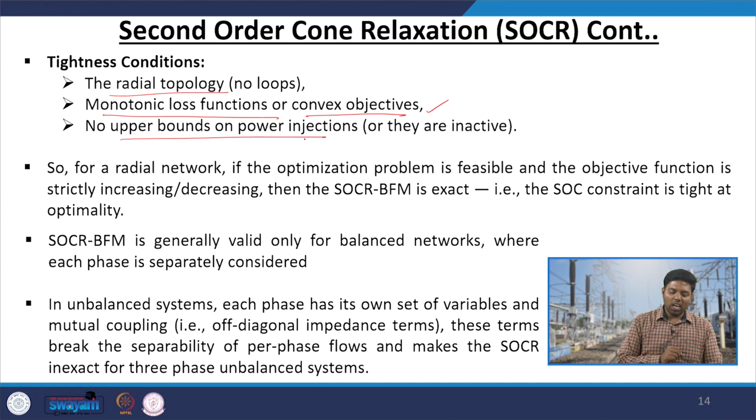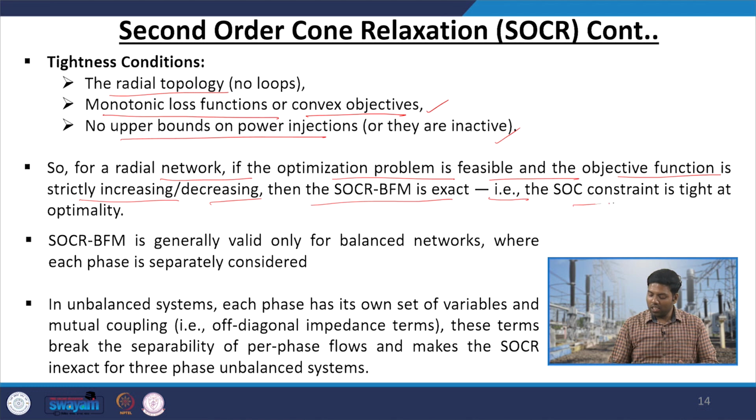And again there will be no upper bound on power injections, or if it is there, that will be very high, that will not be active in any case. Okay. If you consider this, so for a radial network, if the optimization problem is feasible and the objective function is strictly increasing or decreasing, then the SOCP BFM is exact, that is the SOC constraint is tight at optimality. Now what do we say is tight? That means we are solving actually this equation, right?